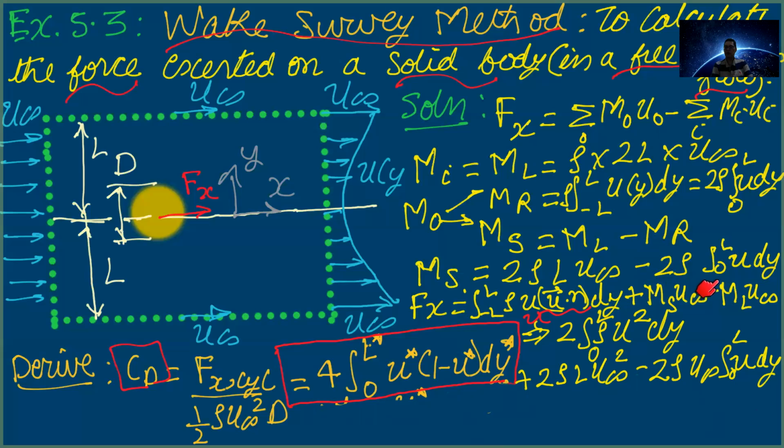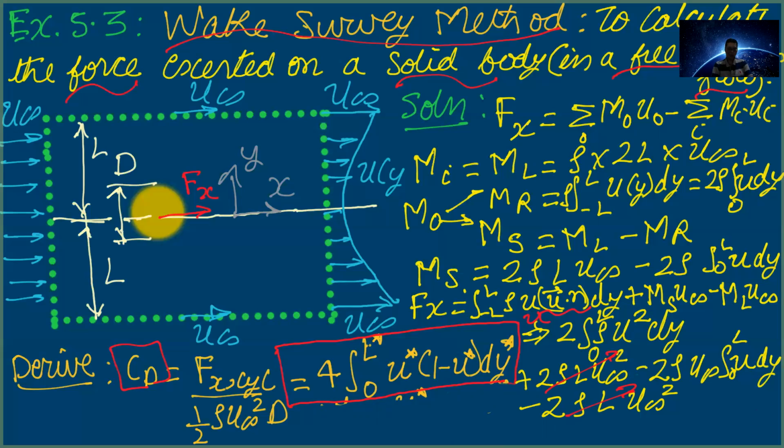So it will be minus of this ml, which is given here as this ml into u infinity. So this will be 2 rho L u infinity square as shown here minus 2 rho L u infinity square. Now here you can notice that these two terms are same with opposite sign. Here you have plus 2 rho L u infinity square. Here you have minus 2 rho L u infinity square. So these two terms cancel down as shown here.